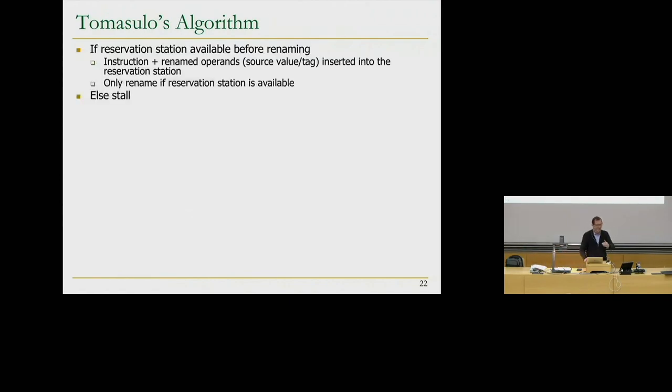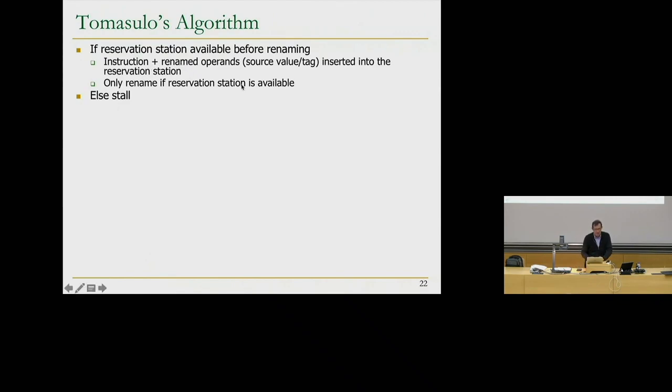Okay. So very quickly, Tomasulo's algorithm. Whenever we are decoding an instruction, we check if there's a reservation station available before renaming. If there is no reservation station available to put this instruction, we stall. That answers your question. So whenever you run out of entries to put the instructions, you need to stall.